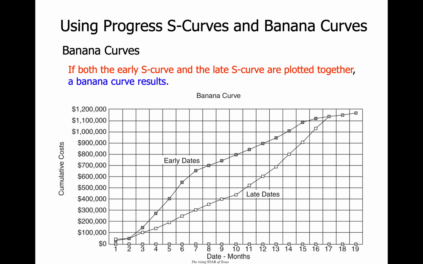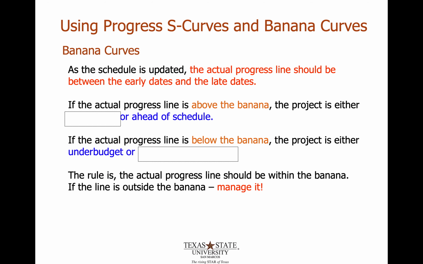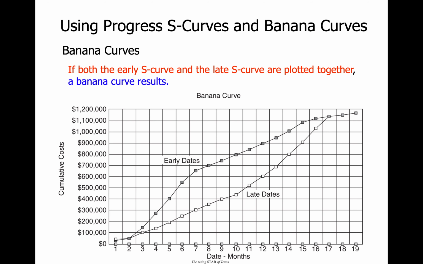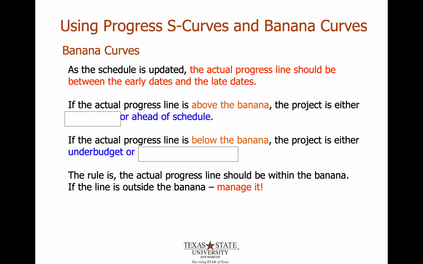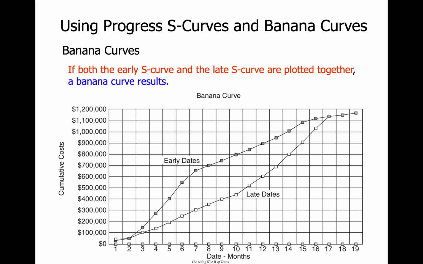We plot these together, which looks more like a banana than an S curve. So within this banana curve, this is another tool that you could use. We create this before the project has actually happened, and we predict how much everything is going to cost. Then as the schedule is updated, you would plot an actual progress line in the middle of this, between the early dates and the late dates.